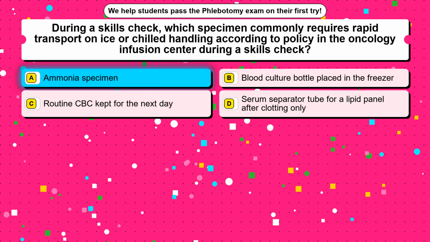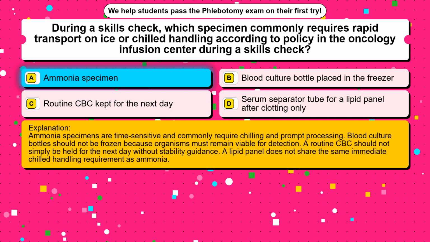Ammonia specimen. Ammonia specimens are time-sensitive and commonly require chilling and prompt processing. Blood culture bottles should not be frozen because organisms must remain viable for detection. A routine CBC should not simply be held for the next day without stability guidance. A lipid panel does not share the same immediate chilled handling requirement as ammonia.